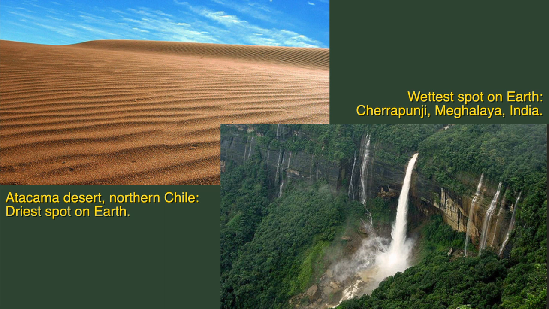Field observation indicates that the amount of biomass is directly related to the amount of environmental moisture. Compare, for instance, the driest and wettest spots on Earth. The Atacama Desert in northern Chile, with near zero precipitation, is the driest spot. On the other hand, Cherrapunji in Meghalaya, India, with close to 12,000 millimeters of mean annual precipitation, is the wettest spot.